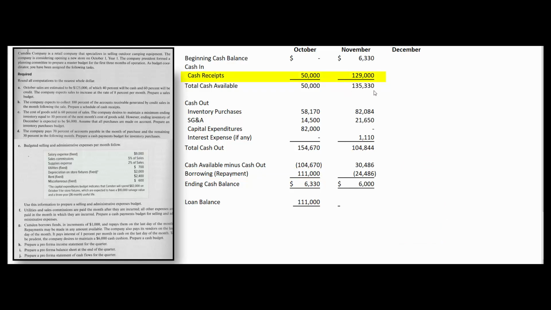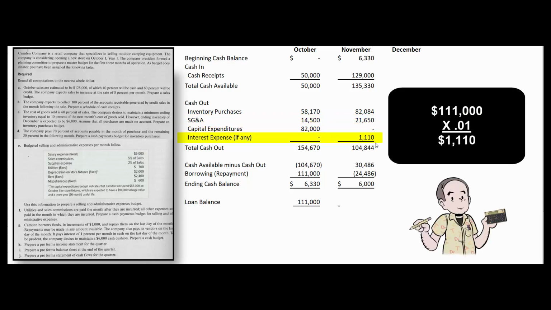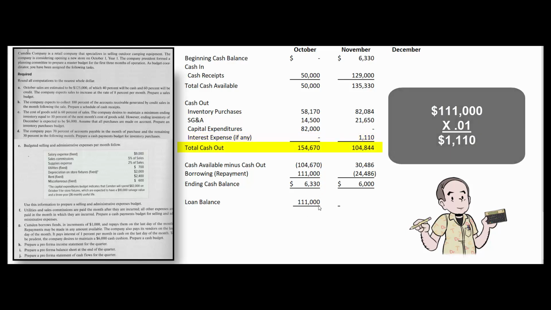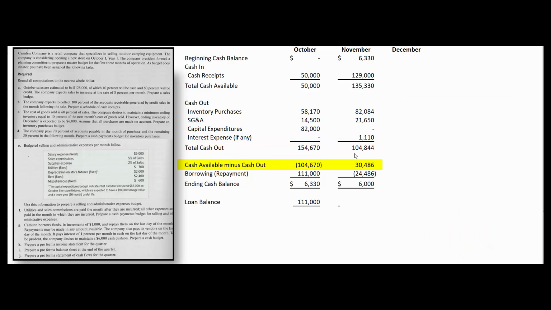We'll do the same thing for November. Cash in of $129,000, which gives us $135,330 cash available. But we spend money on inventory purchases, SG&A. We don't have to buy the equipment again. We bought that in the month of October, but we do have to pay some interest expense. Remember, it's 1% on the outstanding loan balance of $111,000. So this month we have a little extra cash. We've got $30,486. So we can pay down some of that loan. We can pay down $24,486 and still have $6,000 left in the bank.